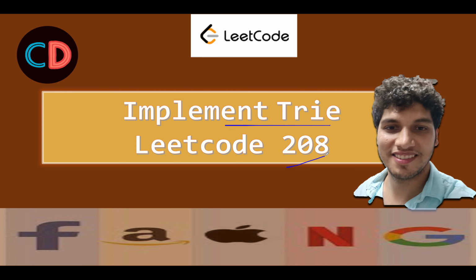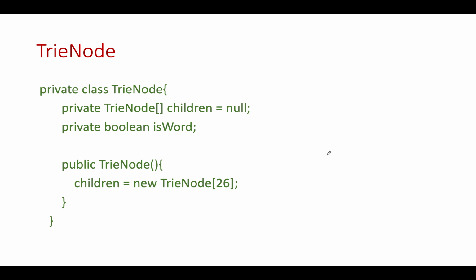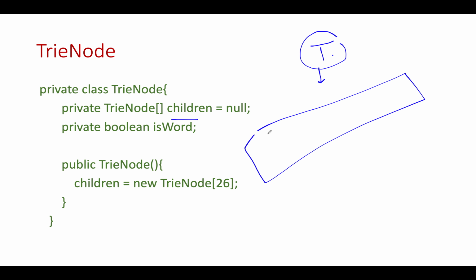Implement trie, LeetCode 208. And even before starting the implementation, let me just give you an idea about a trie node. A trie node has 26 children, which are nothing but self-referential objects of the trie node. For example, if we have defined a trie node T, it will have its 26 children as part of this node. Along with this, it will have another boolean parameter, is word, or you can call it is leaf, which tells that for a given word this is a terminal node for it.